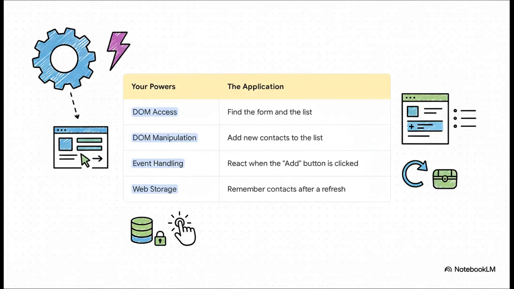So let's just quickly recap how all these pieces fit together. It's pretty straightforward, really. DOM access is how we find things. DOM manipulation is how we change them. Event handling is how we react to what the user does. And finally, web storage is what gives our app a memory.